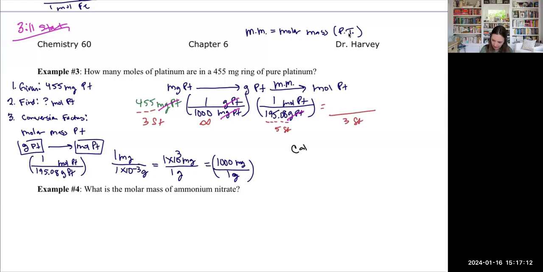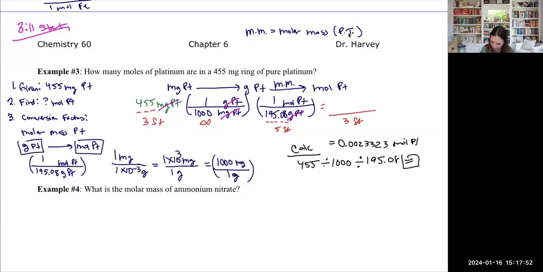So on the calculator, what am I going to type in? 455 divided by 1,000 divided by 195.08. Enter. Let's see what we got. So 455 divided by 1,000, divided by 195.08. And I got 0.00233323 moles of platinum.